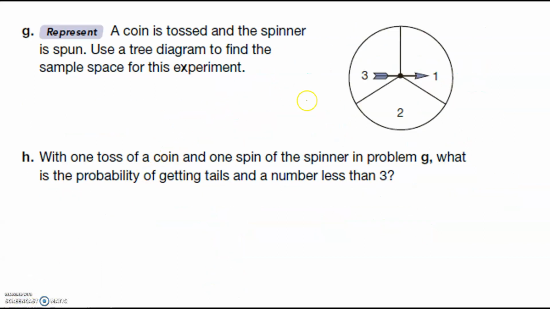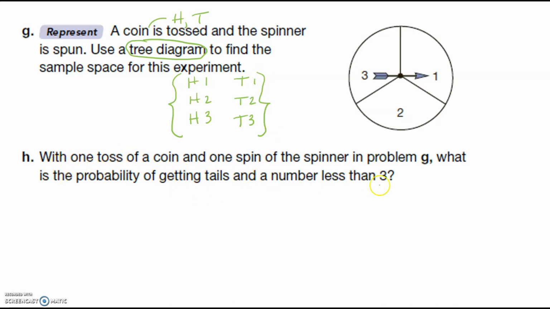Okay, where am I going? There we are. Okay. A coin is tossed and a spinner is spun. Use a tree diagram to find the sample space for this experiment. Tree diagram, not so much a fan of it. So I know that a coin can either be heads or tails. So let's say I can have heads 1, heads 2, heads 3. Or I can have tails 1, tails 2, tails 3. Those are all of my options with the chocolate chips.